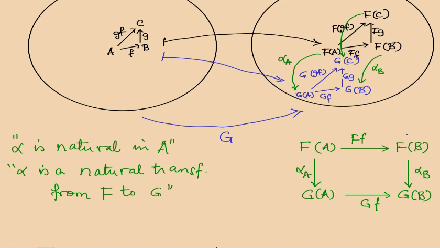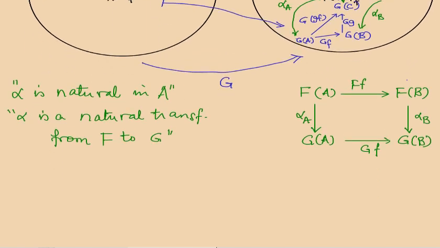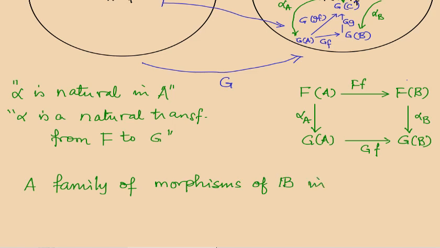So just giving a family of, so let me start writing. You will see. So what is a natural transformation? A family of morphisms of B indexed by A naught. That means the objects.